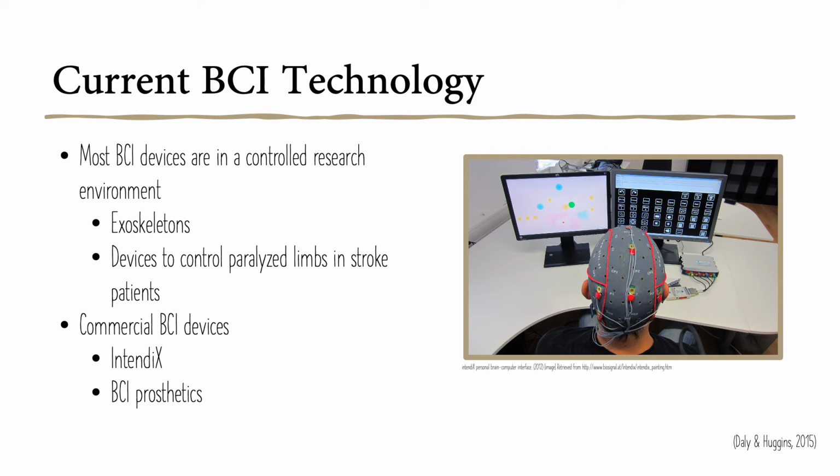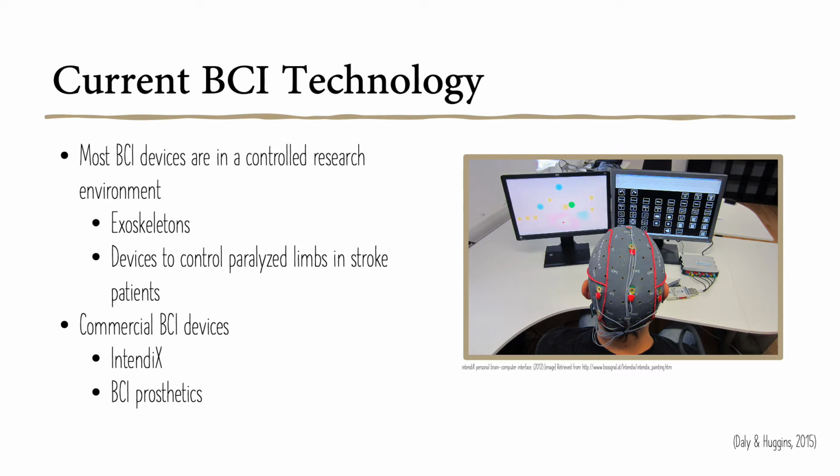Current BCI technology used today is difficult to find as most BCI devices are in a controlled research environment and are relatively new. Examples include exoskeletons, which allow those with quadriplegia to walk. And then also there are devices used to control the paralyzed limbs in stroke patients and aid in neurorehabilitation.